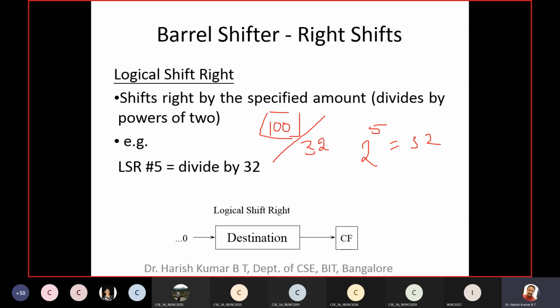When you are shifting left, it gives the effect of multiplying the number by 2 to the power of the shift amount. And you can observe here, when you're doing logical shift right, the bits get out of the register from the right hand side, and whatever gets out goes into the carry flag, and zeros are added from the left hand side. Is it clear?